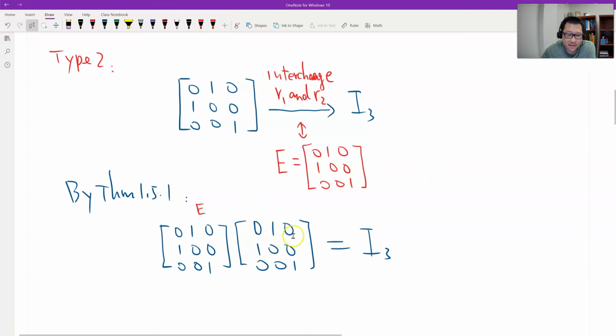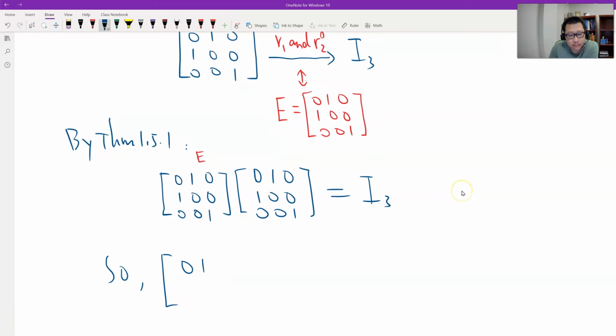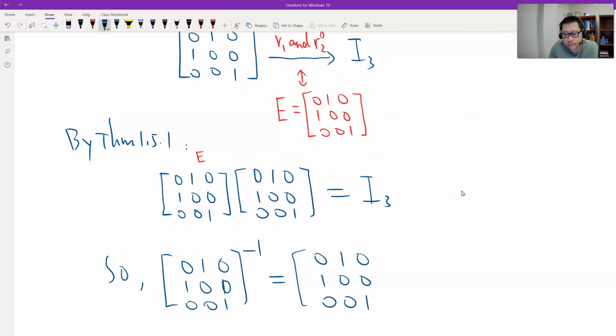What do we get now? These two multiplied together give the identity. Therefore, one is the inverse of the other. So we find the inverse matrix of the second type of elementary matrix. Let me write down the answer. The second type of elementary matrix is invertible, and the inverse, still the second type, equals itself.